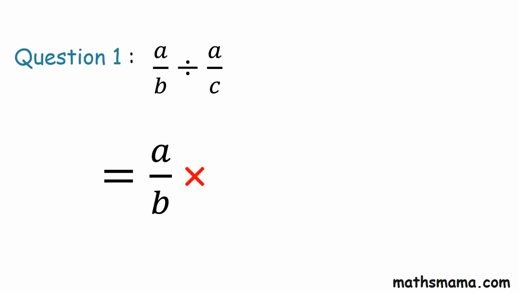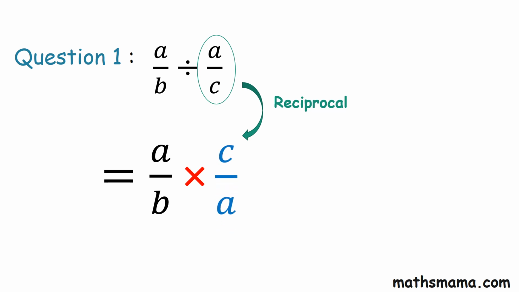Okay, so now we'll move on to an algebraic fraction. Question 1, we have a/b divided by a/c. So here what we do, we convert the division problem into a multiplication problem by taking the reciprocal of the second fraction. So when you take the reciprocal of a/c, we get c/a, which means you flip the values of the numerator and the denominator.